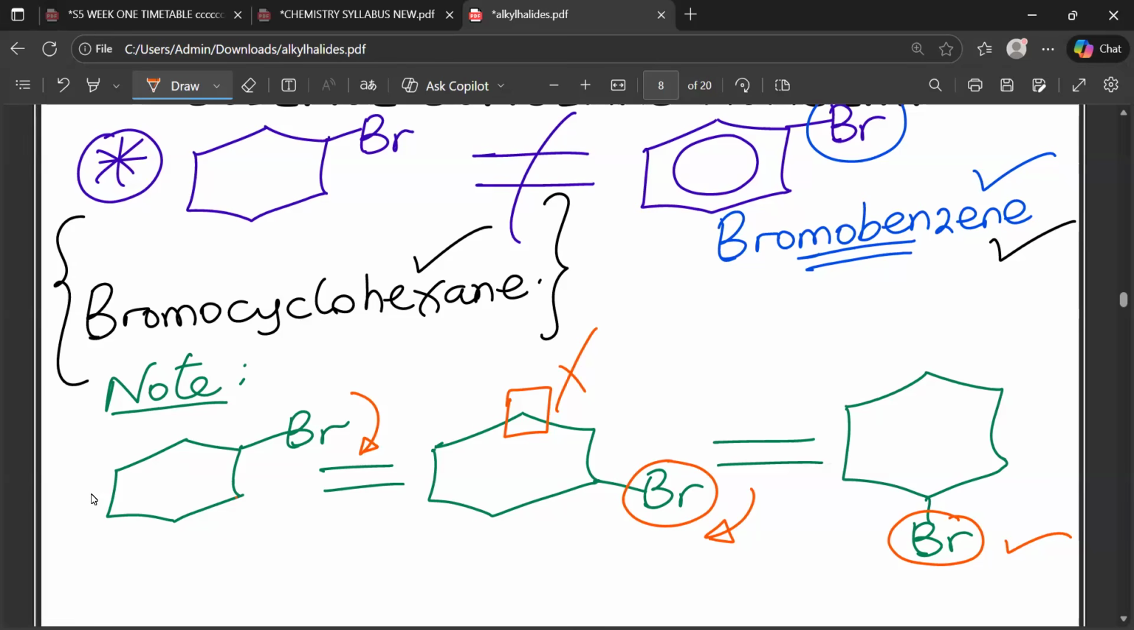These rings, they just change. Because bromobenzene will never change. Even if they bring that BR and put it here, it will still be bromobenzene, because we believe they have just rotated the ring. So nothing has been done, and we are always safe. Okay? So bromocyclohexane. Very nice name.